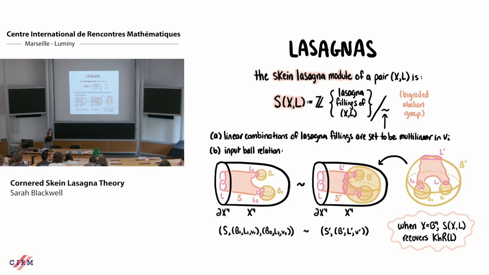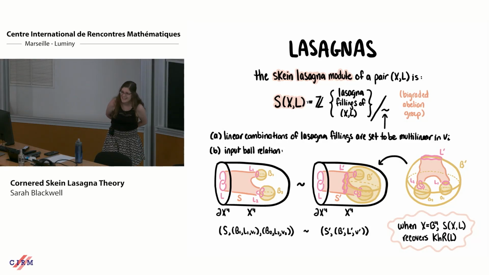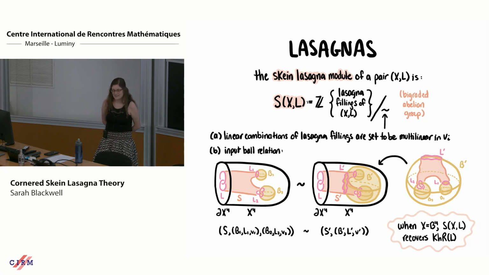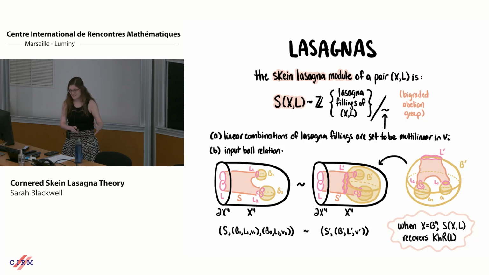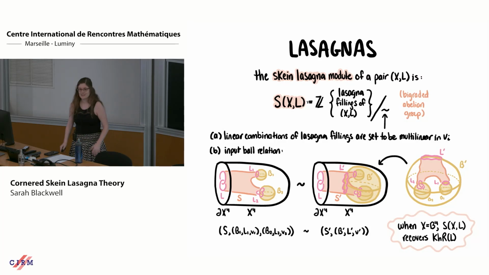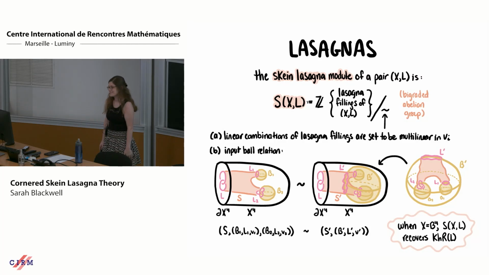Can you tell more about the grading? The question is, can I say more about the grading? And the answer is no, not off the top of my head. It's some expression, and it comes from the grading that's part of the Khovanov-Rozansky homology, but I don't remember what this is off the top of my head. There's a quantum part and a homological part, which sounds familiar if you've done Khovanov-Rozansky stuff before, but yeah, sorry.